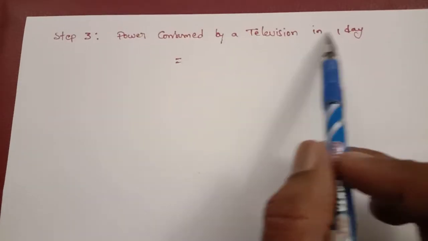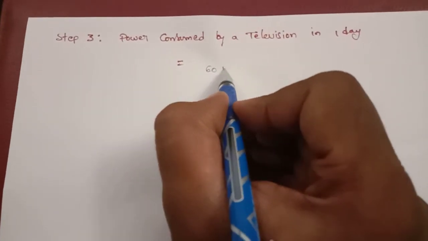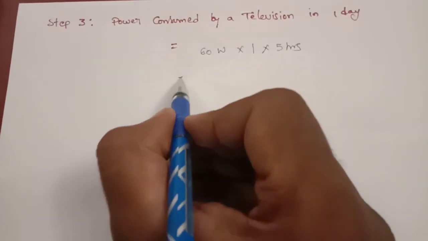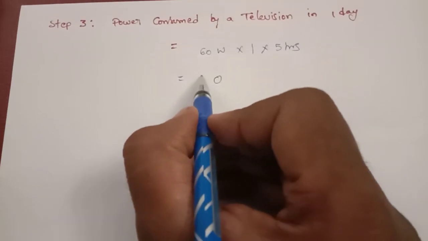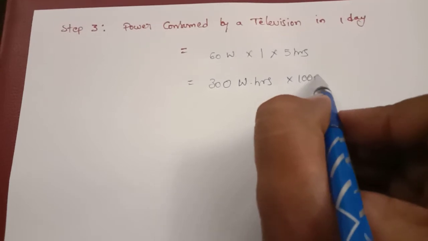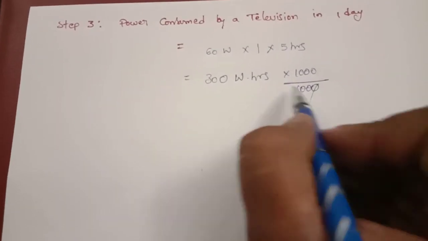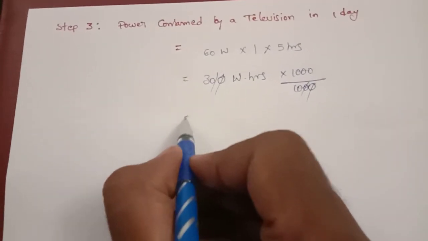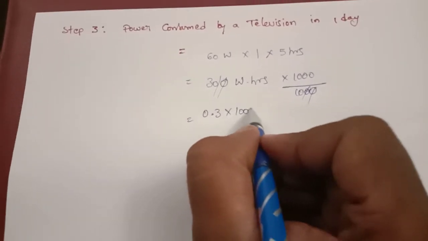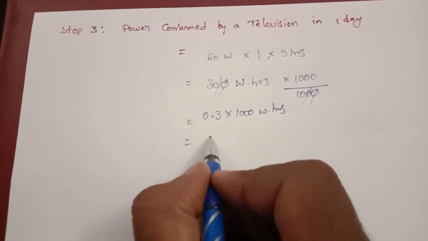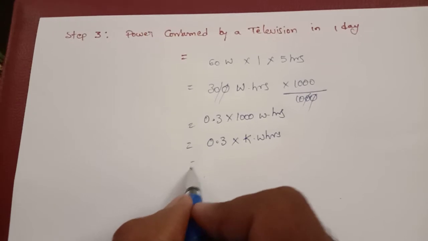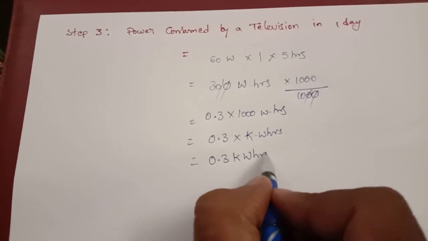Step 3, power consumed by a television in one day is equal to 60 into 1 into 5 hours. So it becomes 300 watt hours. To convert into kilowatt hours, we multiply that with 1000 by 1000. Finally it becomes 0.3 into 1000 watt hours. So it is 0.3 kilowatt hours. This is equation number 3.